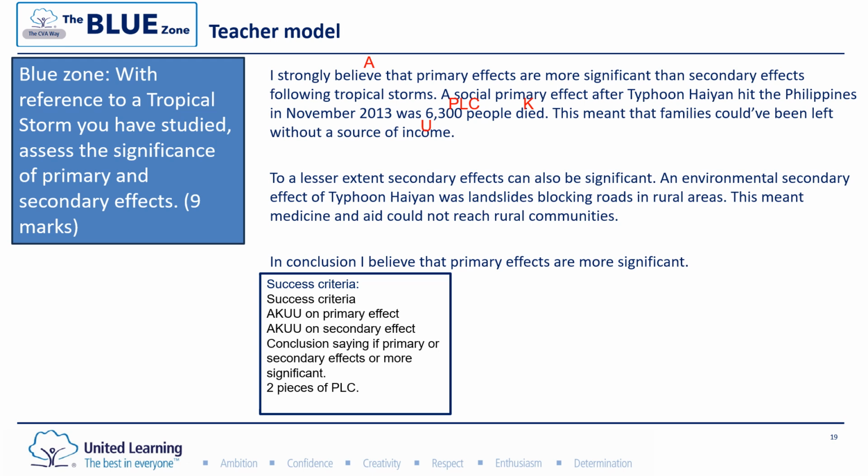To a lesser extent, secondary effects can also be significant. Assessment. An environmental secondary effect of Typhoon Haiyan was landslides blocking roads in rural areas. This meant medicine and aid could not reach rural communities. Good, you. But again, we haven't got another you there, understanding to explain why that is bad. So what does that mean? In conclusion, I believe that primary effects are more significant. Yeah, they've got a judgment, but they've not said why they believe that.